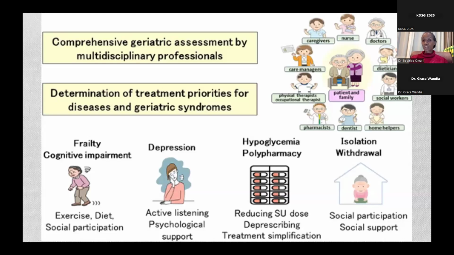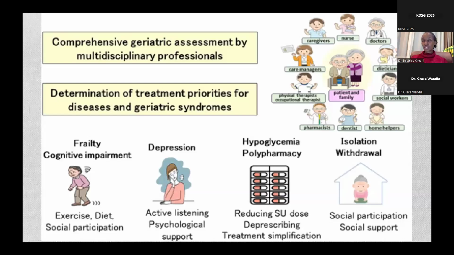So it's important to determine the treatment priorities, which geriatric syndromes they are having, and how best we can address them. So on the first part there is frailty and cognitive impairment, and there is a big role for exercise, as I've mentioned. Diet, please work with a nutritionist. The nutritionist will help you a lot in terms of coming up with a meal plan.